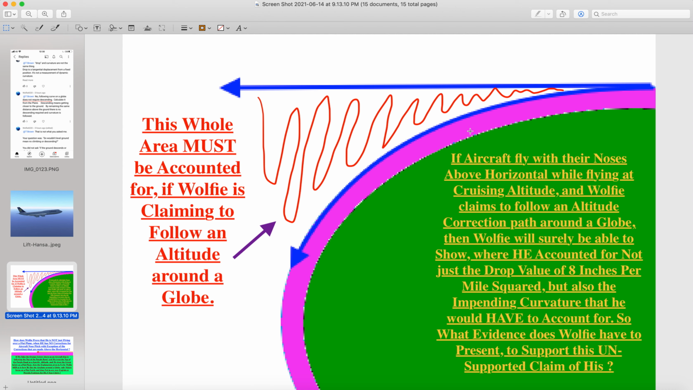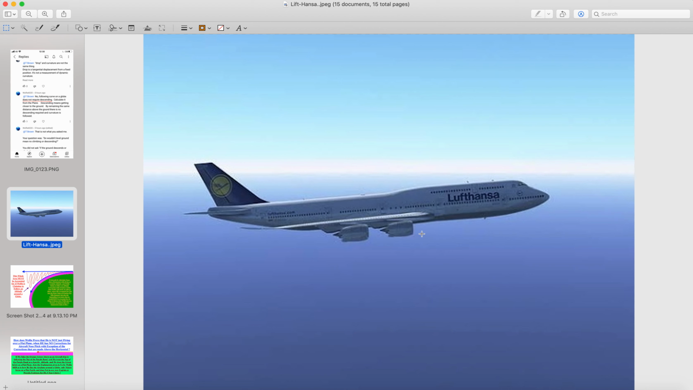Now, he does state that he does pitch down. So he's admitted that he pitches down. So now he has to provide evidence that he pitches down and the aircraft pitches down. Because, as you can see here, how is this aircraft going to fly in a direct straight line and be pitching down and accounting for drop? The only way it can do it is constantly pull back on the power to account for drop.